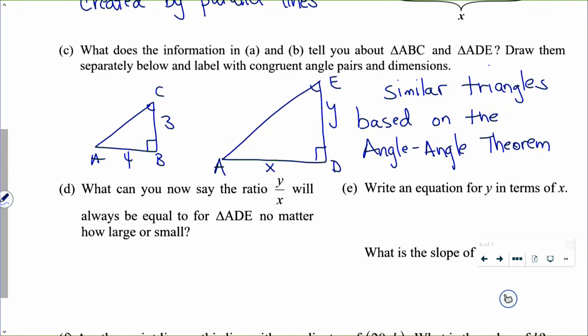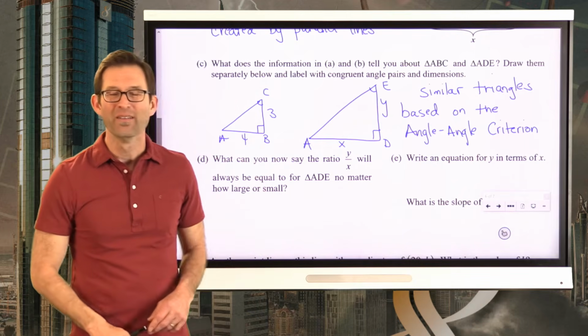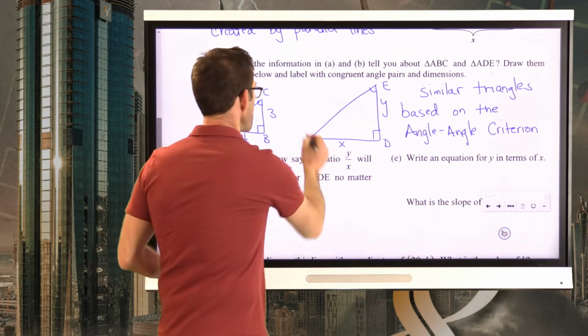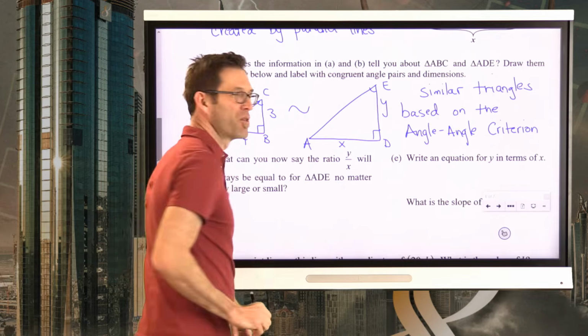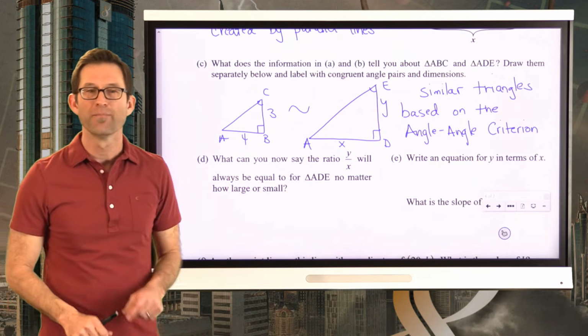All right, or criteria. I think we called it a criteria in this course. In high school geometry, you might call it a theorem, but in here we'll call it a criterion, because of course that makes a lot more sense than theorem, right? So these two triangles are similar. You remember this symbol for similarity? This triangle is similar to that one.